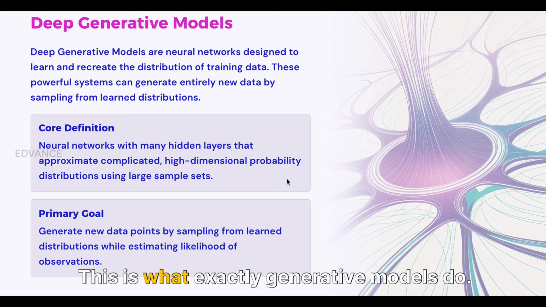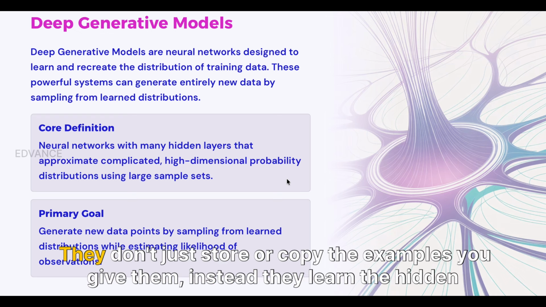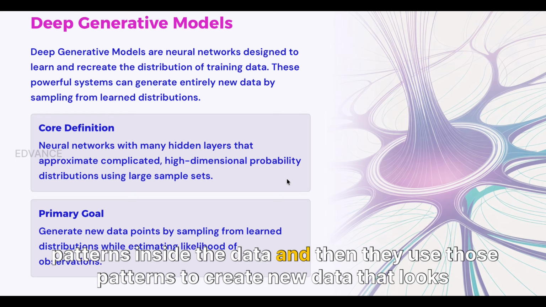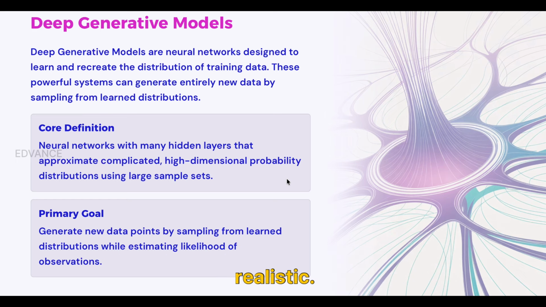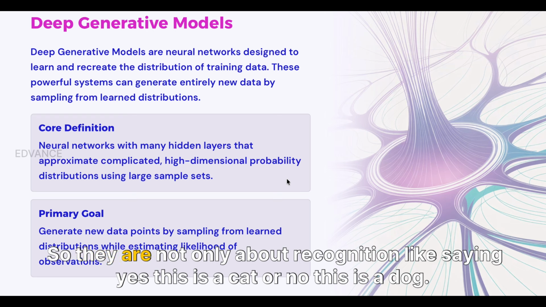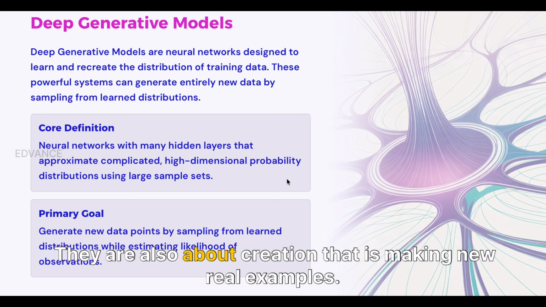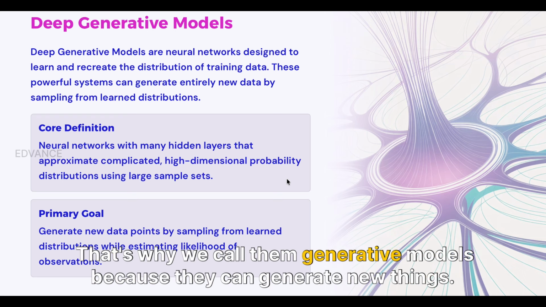This is exactly what generative models do. They don't just store or copy the examples you give them. Instead, they learn the hidden patterns inside the data. And then they use those patterns to create new data that looks realistic. So they are not only about recognition, like saying yes, this is a cat, or no, this is a dog. They are also about creation, that is, making new realistic examples. That's why we call them generative models, because they can generate new things.